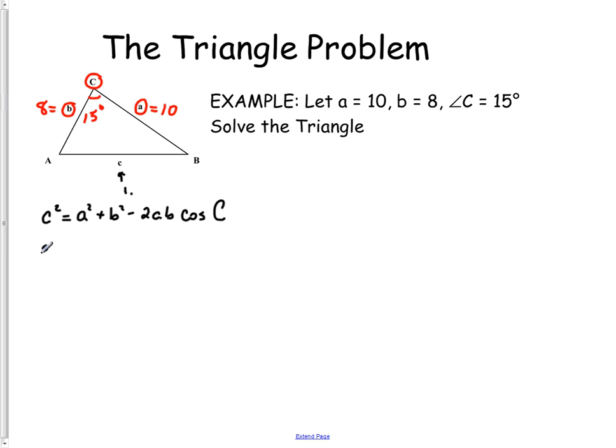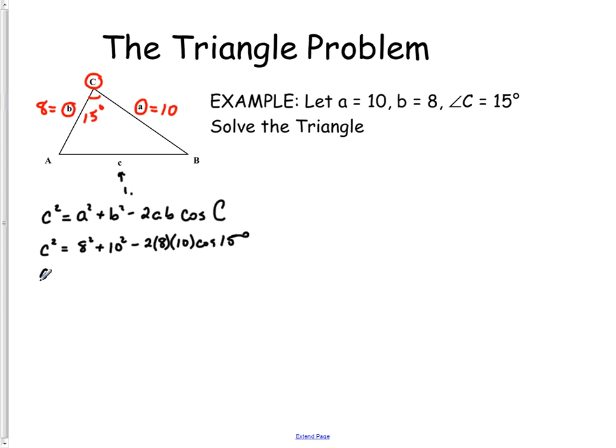So filling in the missing information, we would find that C squared would be equal to 10 squared plus 8 squared, minus 2 times 8 times 10 times the cosine of the angle between them, 15 degrees. All right, so where does that leave us?